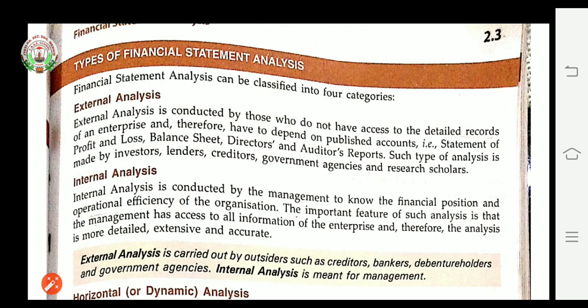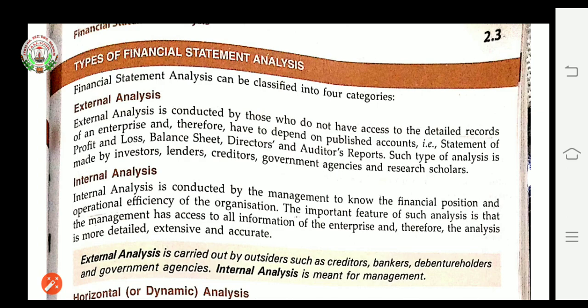Next is internal analysis. This is conducted by the management to know the financial position. Financial position means how much liabilities they are having or how much assets they are having, and the operational efficiency of the organization, meaning what is the operating efficiency of the organization.